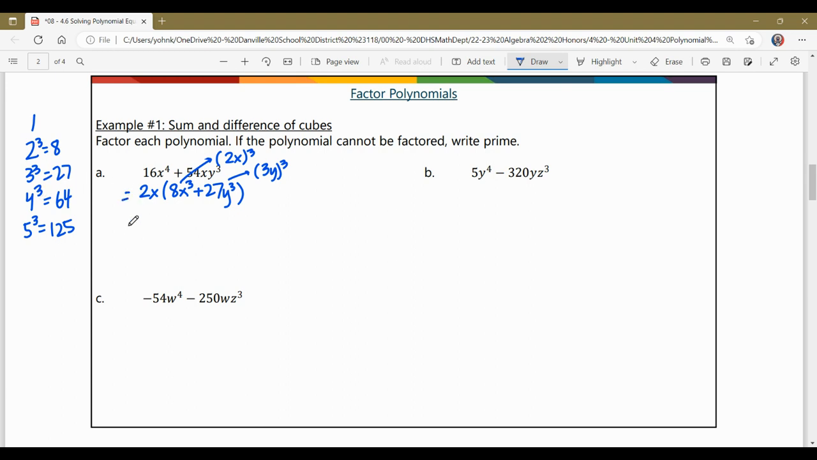So what we're going to do now is we're going to let this 2x hang out. And then the formula, let's just write over here, x cubed plus y cubed is x plus y and x squared minus xy plus y squared. All right, so what we do is we take the cube root of the first thing, that's x. So the cube root of 8x cubed is 2x plus. Then we take the cube root of the second term, which is going to be this 3y.